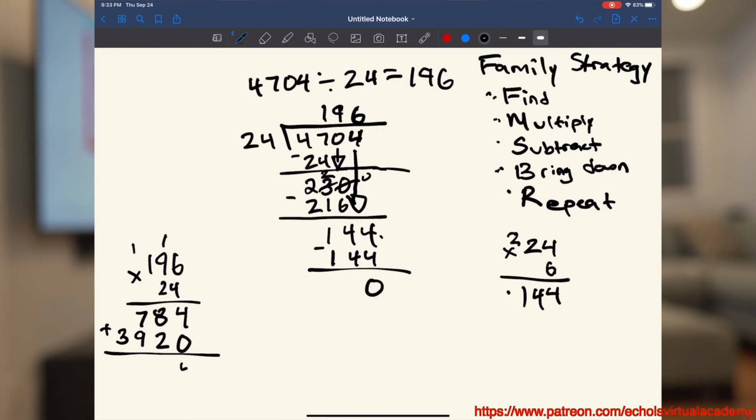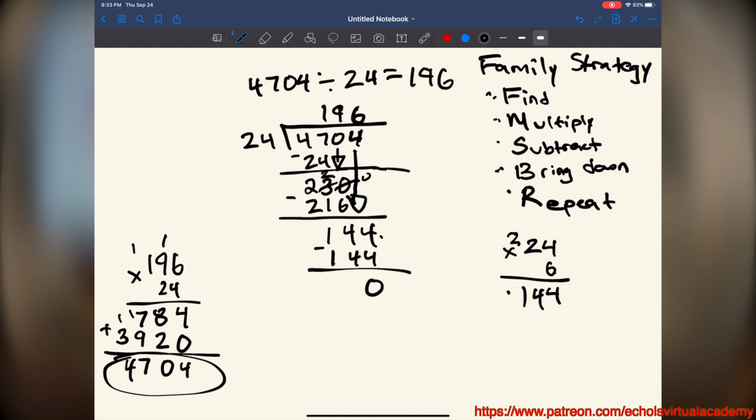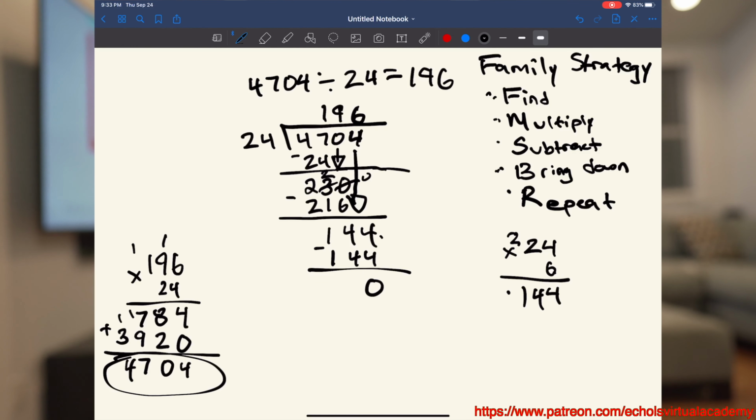4 plus 0 is 4. 8 plus 2 is 10. Put your 0 down, carry your 1. 7 plus 9 is 16. Plus 1 is 17. Carry your 1. And 3 plus 1 is 4. 4,704. So you know that 196 is the correct answer. And that, Kyodai and Shimai, is how you do long division.